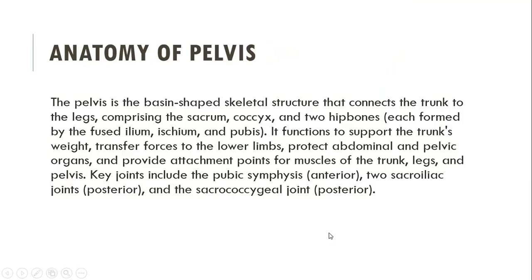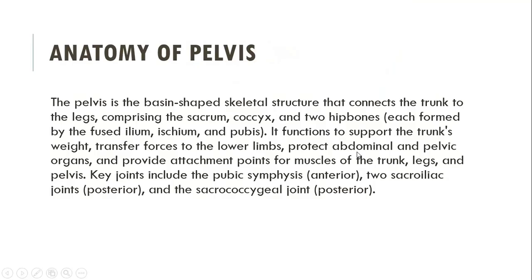Now we come to the anatomy of the pelvis. The pelvis is basically a basin-shaped skeletal structure that connects the trunk to the legs. So it is important because it connects the trunk to the legs, and it comprises the sacrum, coccyx, and two hip bones, each formed by the fused ilium, ischium, and pubis. Now these three bones fuse to form the hip bone.